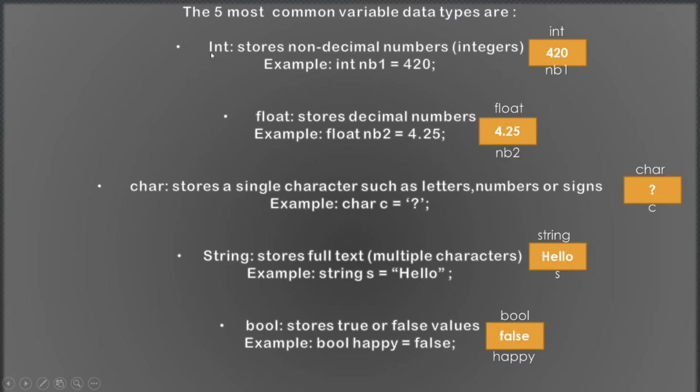Int. We write int as integer. It stores non-decimal numbers. If you want to store non-decimal numbers such as 420, for example, we put it inside an integer. Here is an example of how to write it inside our code. We set type and then name and then equal to a value. Here we see the type is integer, the name is number1, and it is equal to a value which is 420, and then the semicolon, which basically ends a command.